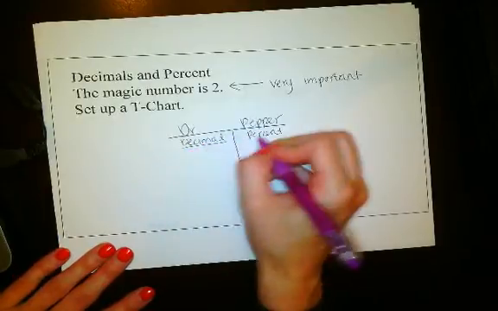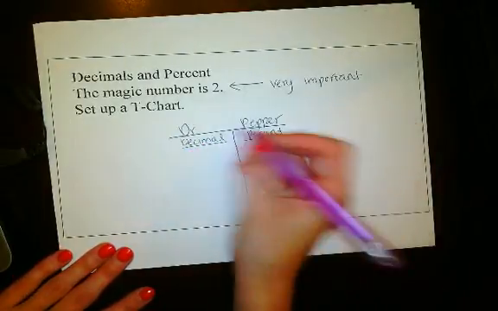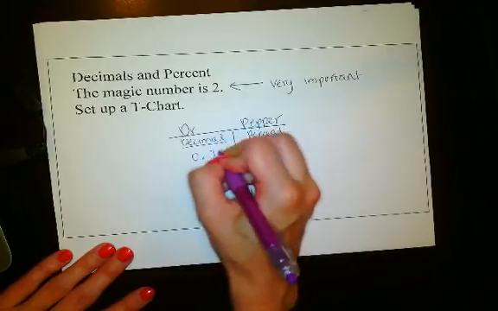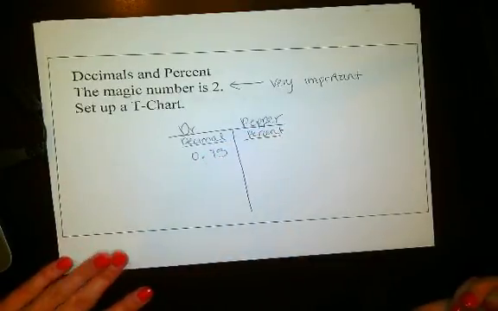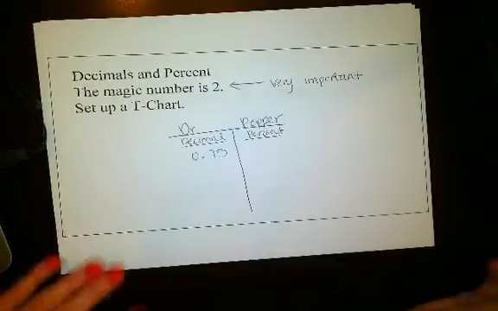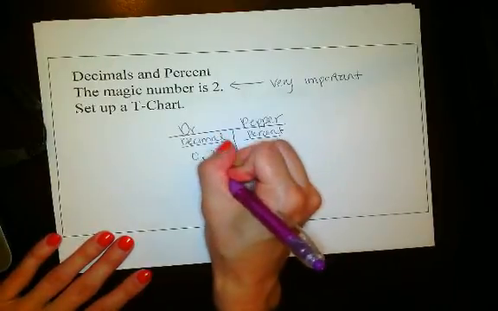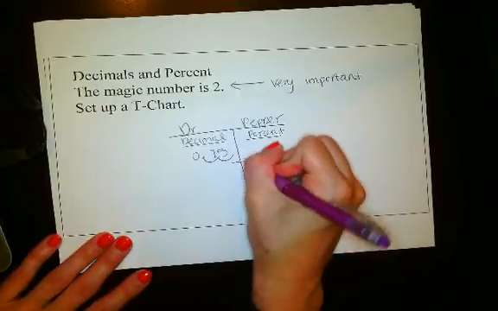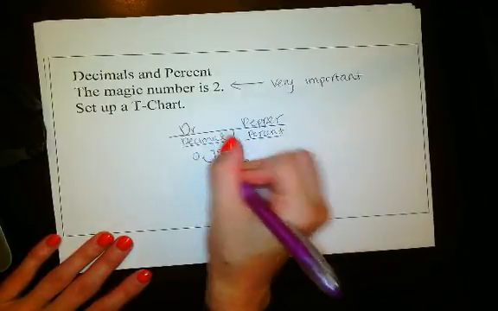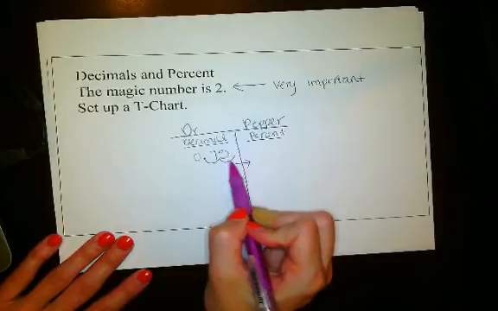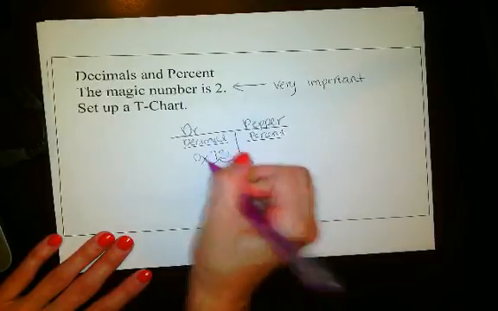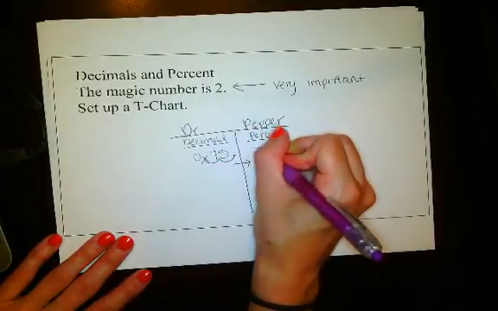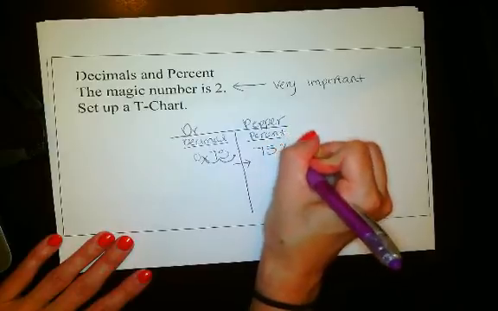Alright, let's turn 0.75 into a percent. The magic number is 2, so we want to move our decimal point 2 places to the right. Start where your decimal point is and move it 2 times, and now the decimal point is no longer here, it's back here, so 0.75 is equal to 75%.